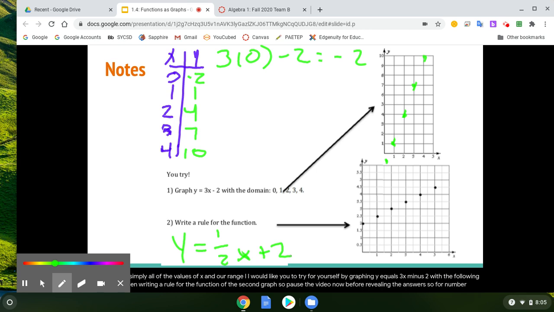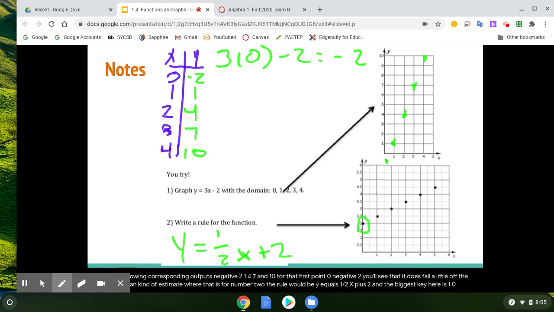So for number 1, we get the following corresponding outputs: -2, 1, 4, 7, and 10. For that first point, 0, -2, you'll see that it does fall a little off the graph, so you can kind of estimate where that is. For number 2, the rule would be y equals 1/2 x plus 2. And the biggest key here is when 0 is our x, 2 is our y. So we know even if we multiply 0 by something, it will still be 0. So we would need to add 2 for this to work out.